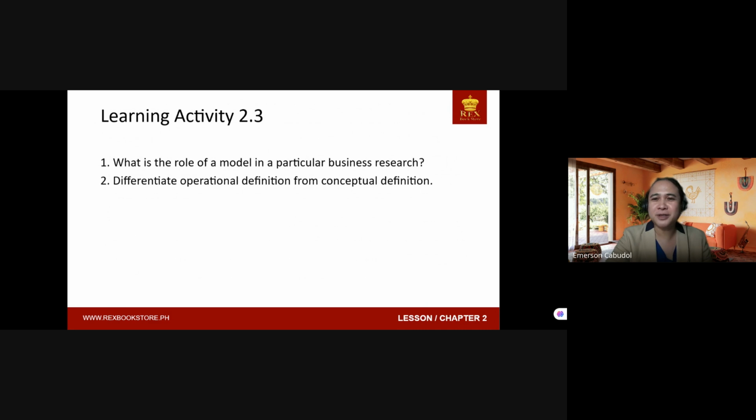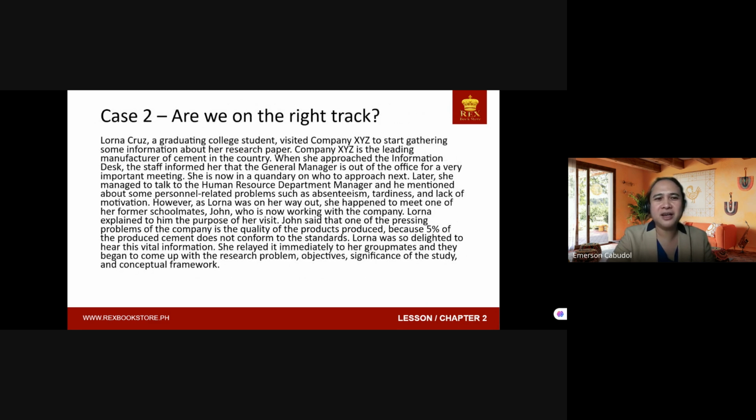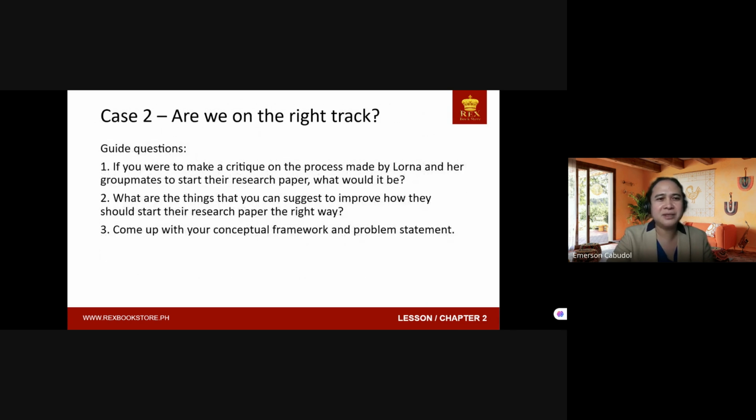Learning activity number 2.3. Question 1. What is the role of a model in a particular business research? We have touched that. And differentiate operational definition and conceptual definition of terms. Case for chapter 2. Are we on the right track? I'm going to give you the time and based on how you're going to answer case number 2 at your own time and at your own pace.